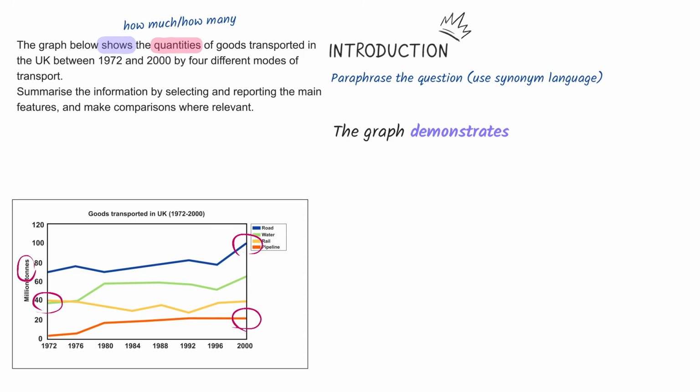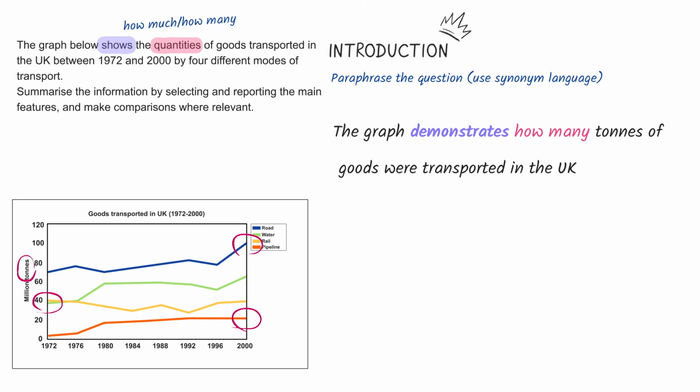So you may write how many tons of goods were transported in the UK. I'm not going to change the verb transported here because in writing our detail paragraphs, I will use the synonym language for this word too. All right, so we just use transport here.